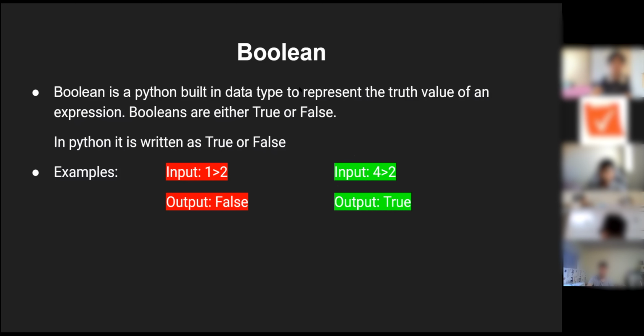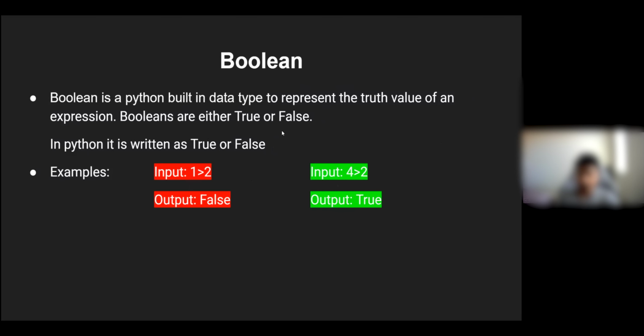A Boolean is a Python built-in data type, and it represents the truth value of an expression. If I said 1 is greater than 2, that's incorrect, so it would say false. If I said 4 is greater than 2, we would say true because that's a true statement. So a Boolean can either be true or false.